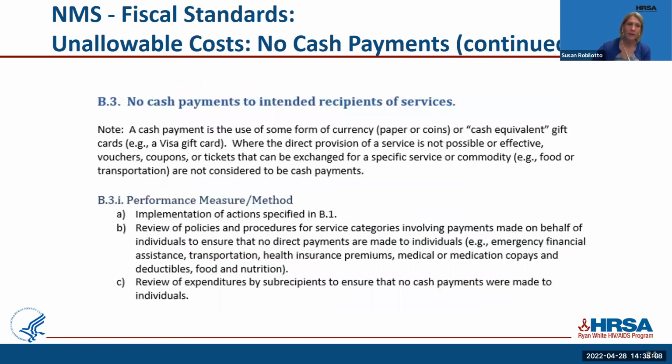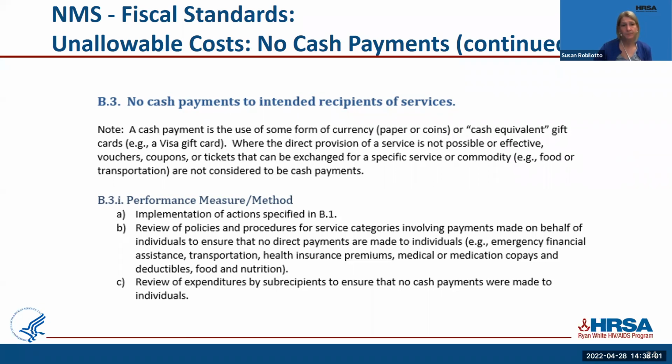Next slide, please. So the National Monitoring Standards, as shown on this slide, provide guidance to recipients and subrecipients on how to ensure that their policies and procedures align with legislative requirements as clarified in the policy clarification notice. As you see, the National Monitoring Standards include a definition of cash payment, and similar to prior examples, there are performance measures that provide guidance on how to meet the requirement. These include implementing actions specified in B1 of the Fiscal National Monitoring Standards, which is the requirement that recipients provide subrecipients the definitions of allowable services, the review of policies and procedures to ensure no direct payments, and review of expenditures by subrecipients to ensure no cash payments were made.